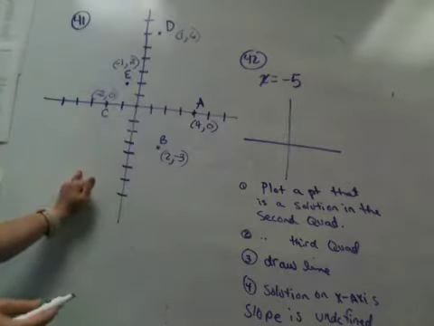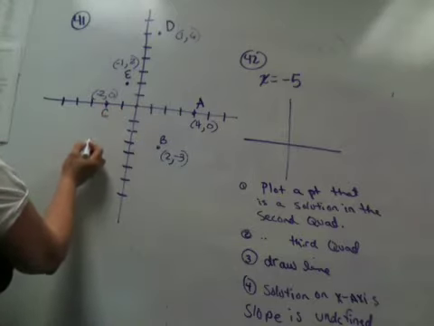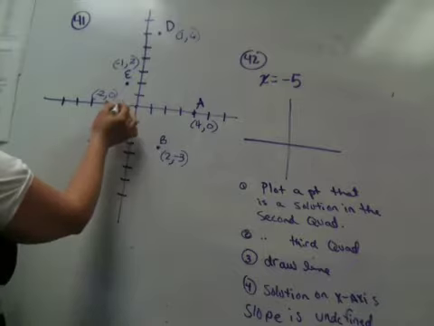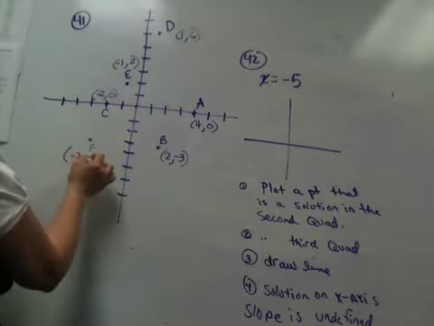I should have put one in quadrant 3 here. Let's do that. Let's make a point F. So that's back 3 and down 3. That would be negative 3, negative 3.